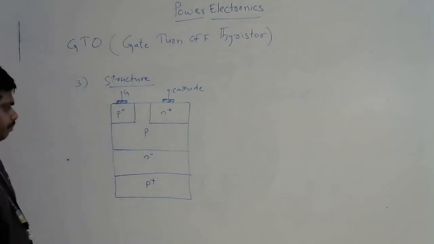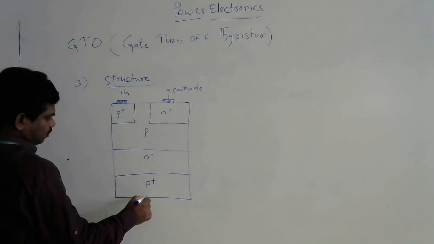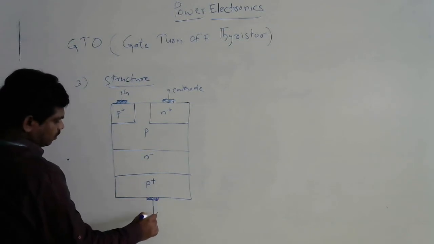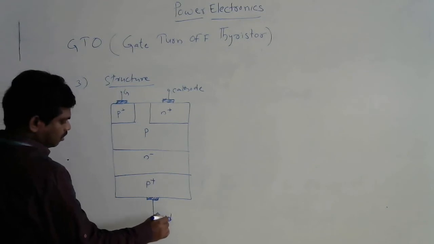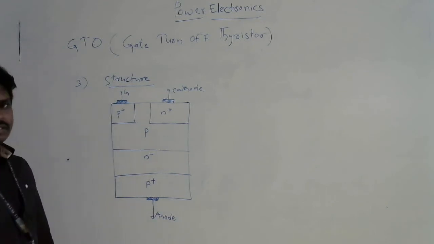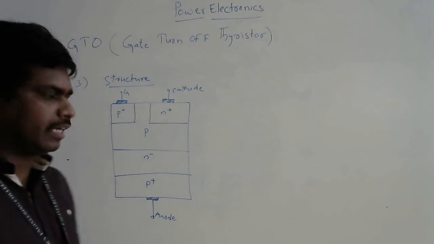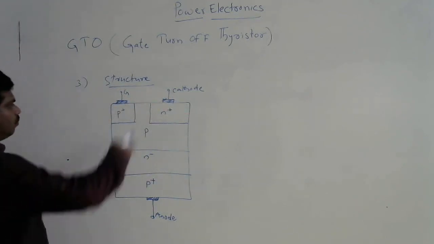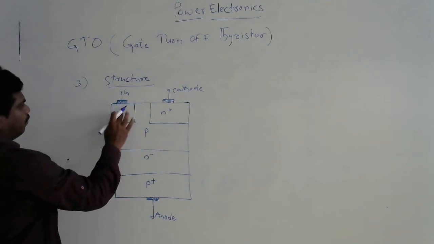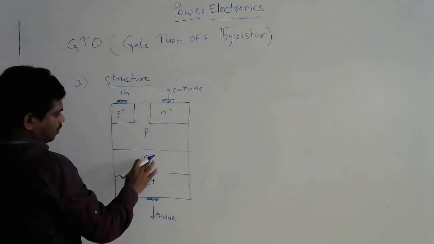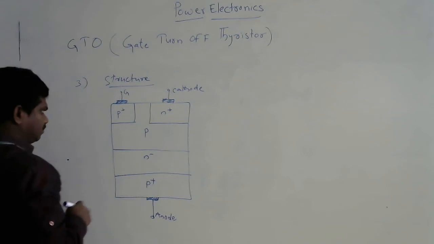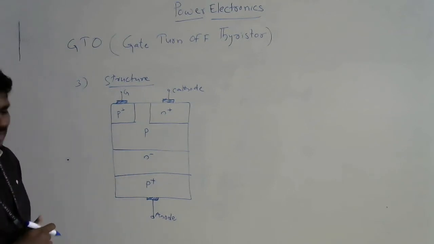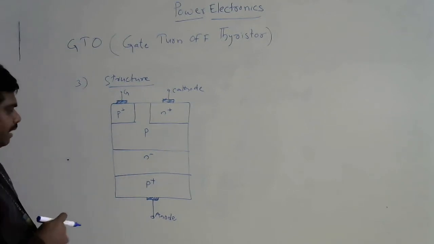So this is my GTO structure, right? This one is the anode terminal. How many terminals are there for a GTO? GTO has 3 terminals: anode, cathode, gate. And what does this indicate? P plus, N plus, N minus, P plus. That means doping levels, mainly.